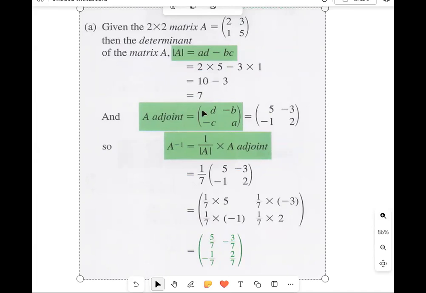Next, you have to figure out the adjoint of A. So you swap around the 2 and the 5, so you get 5 and 2 there. And you change the sign of the 3 and the 1, so you get minus 3, minus 1. And then you put 1 over your determinant times the adjoint matrix. And then remember, we did scalar multiplication where you multiply everything in front by everything inside here. And you'll have some horrible looking fraction. And that's your inverse.